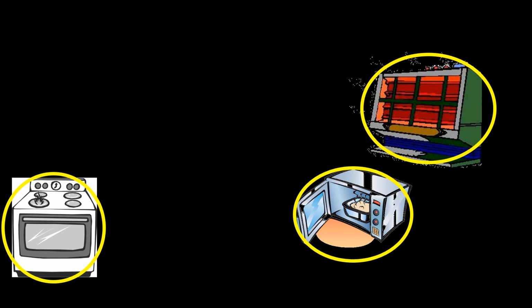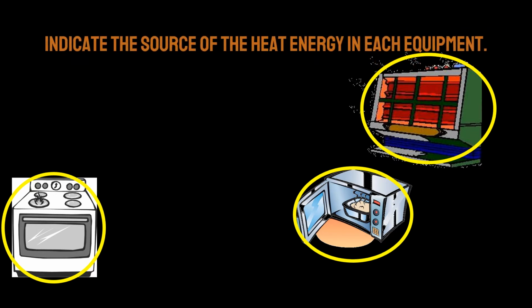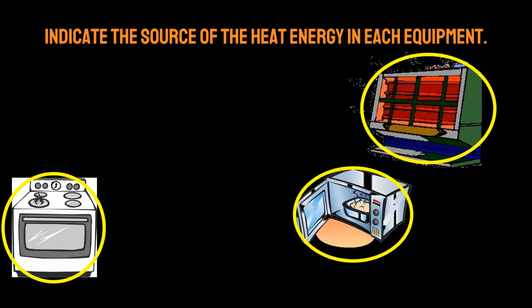Here is another question about these machines. What's the source of the heat energy in each of these equipments? Let's start with the stove. Okay, this is a gas stove. In here, it's the gas that burns to produce heat, right? It's the fuel. The gas is a kind of fuel. When burning, gas is a material that mixes with oxygen from the air to provide heat.